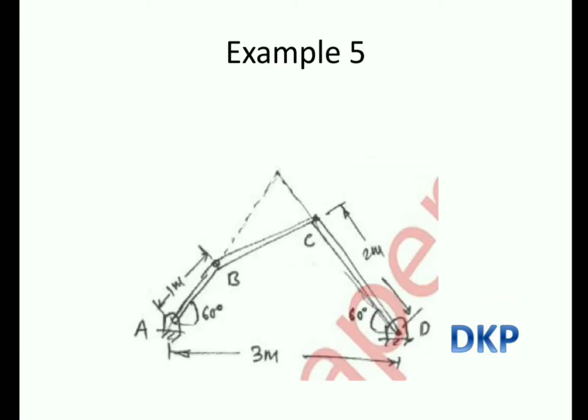In this example 5, you all can see that crank AB is connected to connecting rod BC, and connecting rod BC is further connected to crank CD, which is hinged at point D. So crank AB is hinged at point A, crank CD is hinged at point D.